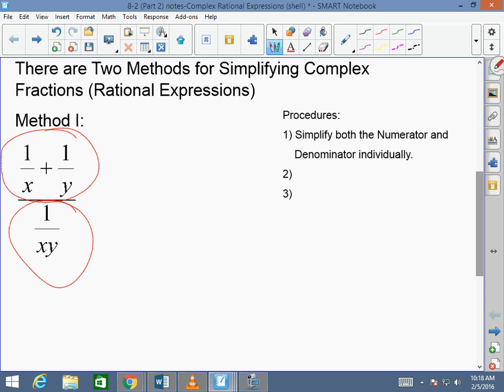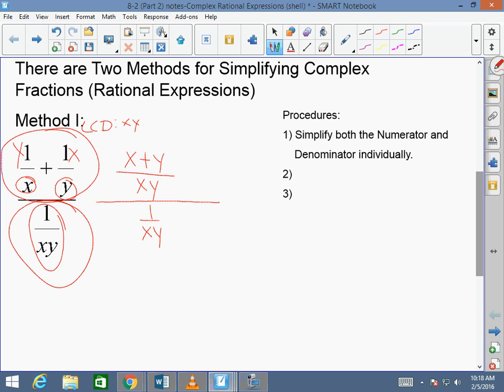So the LCD for this numerator would be what? xy. So what do I have to multiply here to get xy in the denominator? A y. What do I need to multiply here? An x. So I'm left with x plus y over xy divided by, I'm lucky here, I've got nothing to add, so I've got 1 over xy. That's my first step, simplify both the numerator and denominator.